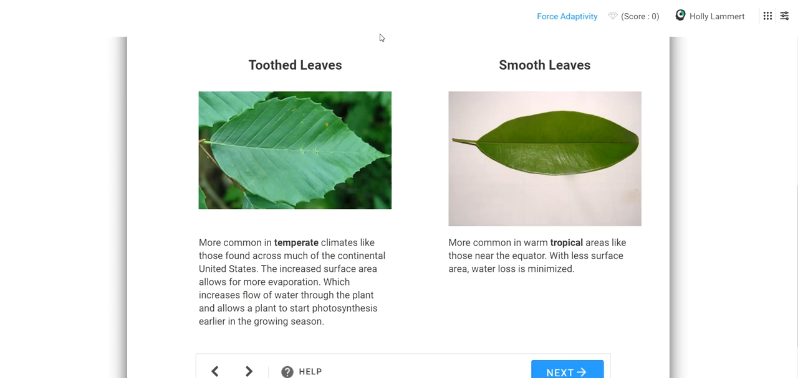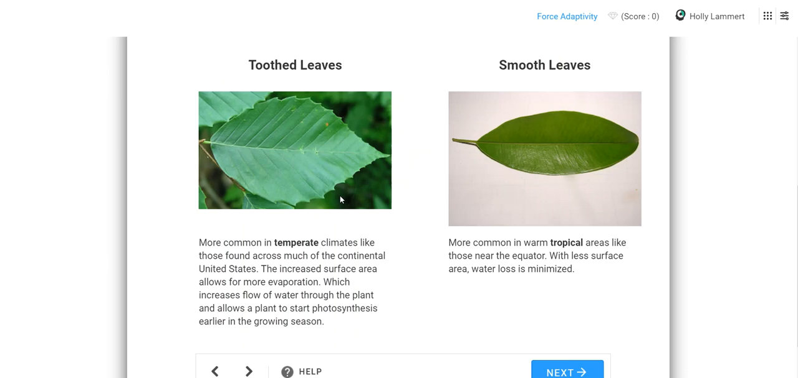For temperate climates, they have toothed leaves. The increased surface area allows for more evaporation, which increases flow of water through the plant and allows the plant to start photosynthesis earlier in the growing season. So take a second to dissect that. So more surface area allows for more evaporation, which allows the plant to do more photosynthesis because more water is coming through. Remember, what is water used for during photosynthesis?